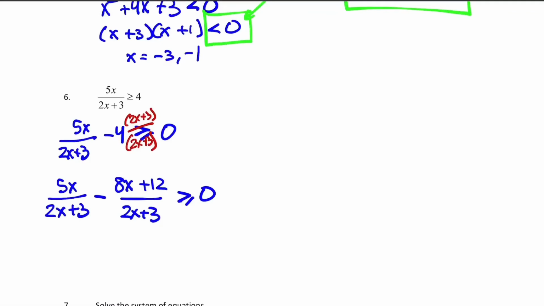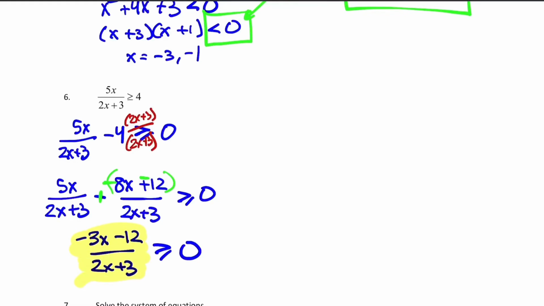Here's the trick to this one. You're subtracting this whole group, so we have to distribute this negative. 8x is negative, and then the 12 becomes negative. So now when you combine, you have 5x minus 8x, which is negative 3x, minus 12 over 2x plus 3 is greater than or equal to 0. And that is what we're going to be using for the rest of this problem.